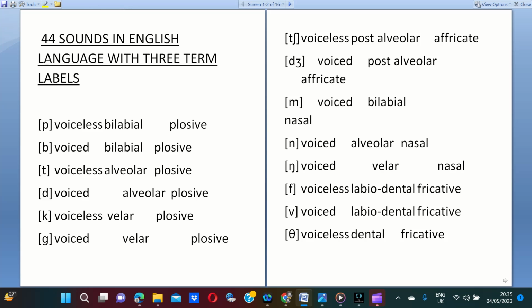When we know and learn how to produce these sounds, we can easily pronounce words accurately. When we do not learn these sounds, it is highly difficult to gain pronunciation.